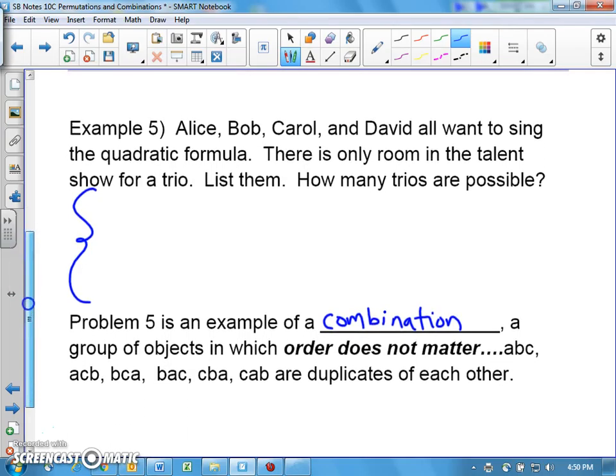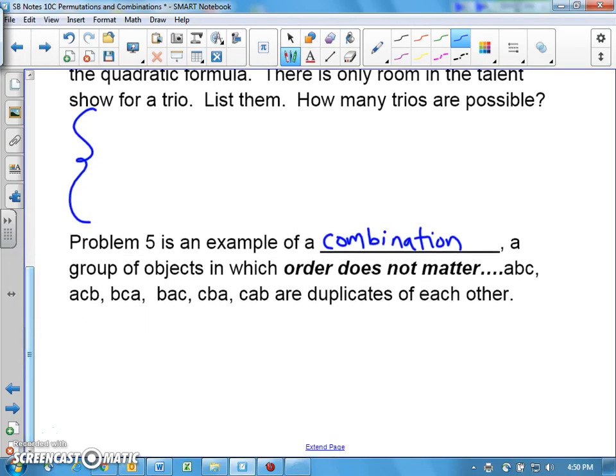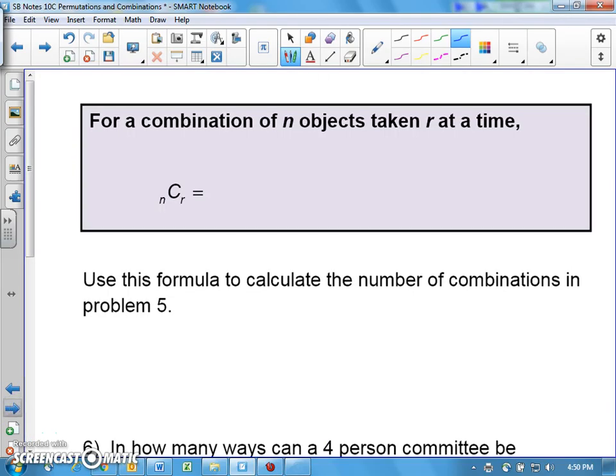Problem 5 is an example of what we call a combination, which is a group of objects in which the order does not matter. ABC, ACB, BCA, all of those are the same thing because they would give you the same trio of people. So for a combination, it's a little bit different. We still start with our n factorial on the top, but on the bottom we're going to divide by r factorial times n minus r factorial. So we're dividing by a bigger number to take care of removing all of the duplicates.